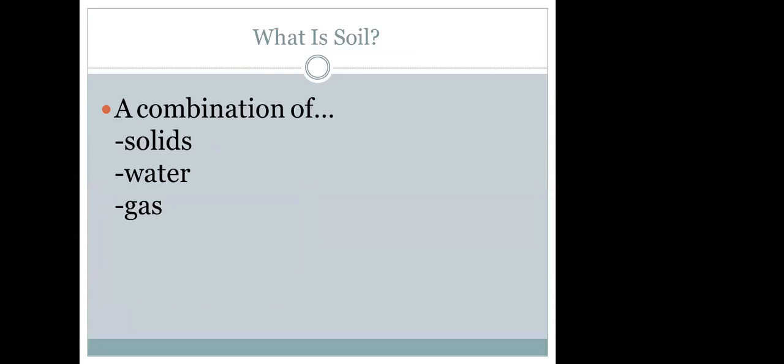So I like to start my presentations by kind of discussing conceptually what soil is. When we think of soil, we usually think of a solid material. But in reality, soil is actually a combination of solids, certainly, but also water and gas. And you need all three of those things together in order to make healthy soil for healthy trees.